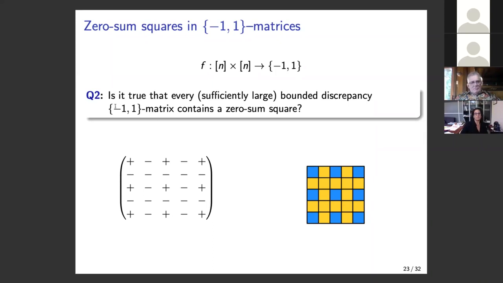The main question at the beginning was: is it true that every sufficiently large bounded discrepancy matrix contains a zero-sum square? We didn't know, so we started to explore examples. First of all, we need to know what bounded discrepancy should mean. We soon came up with an example that can be generalized, which has discrepancy roughly n²/2. So we need to go smaller in order to have some theorem.